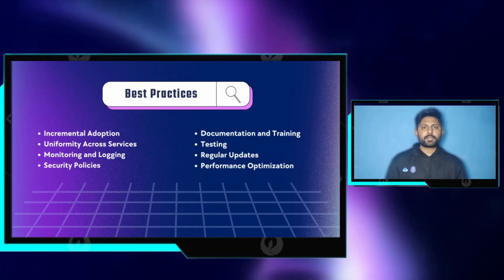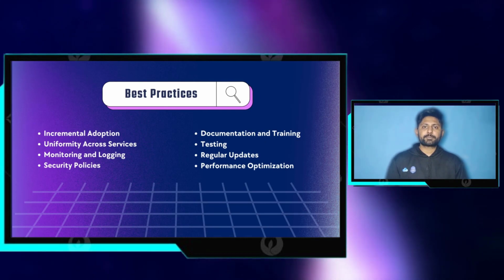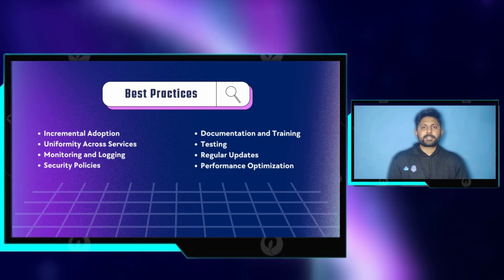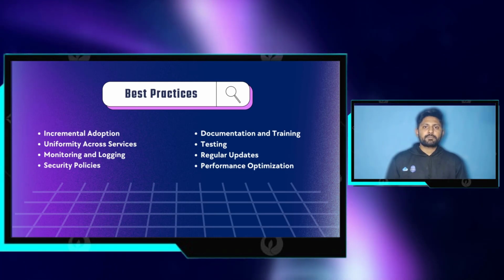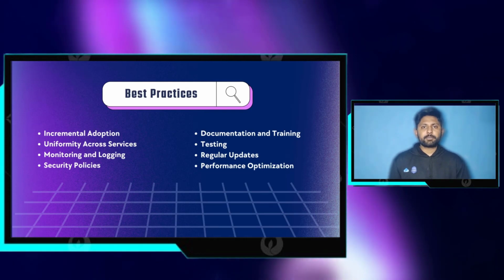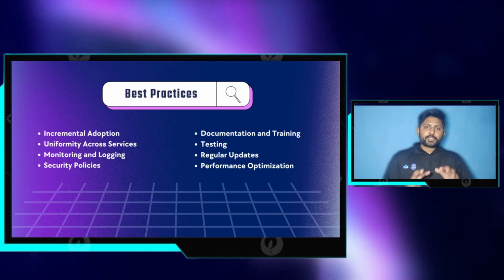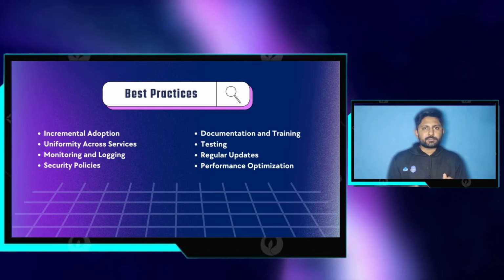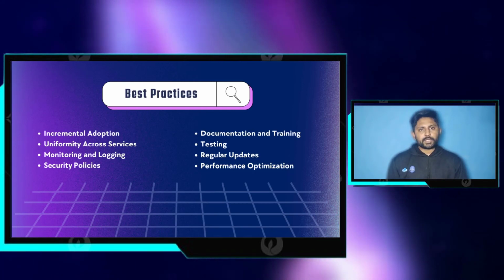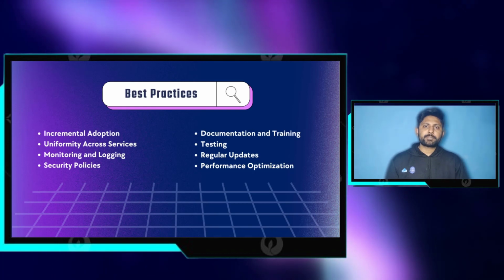So the next thing we're going to talk about are the best practices for a service mesh. What are the best practices you can follow for the best use of a service mesh? So the first thing is incremental adoption, which means you should not go all in with the service mesh. You should adopt the service mesh gradually, starting with the non-critical services, which will also help in minimizing the risk.